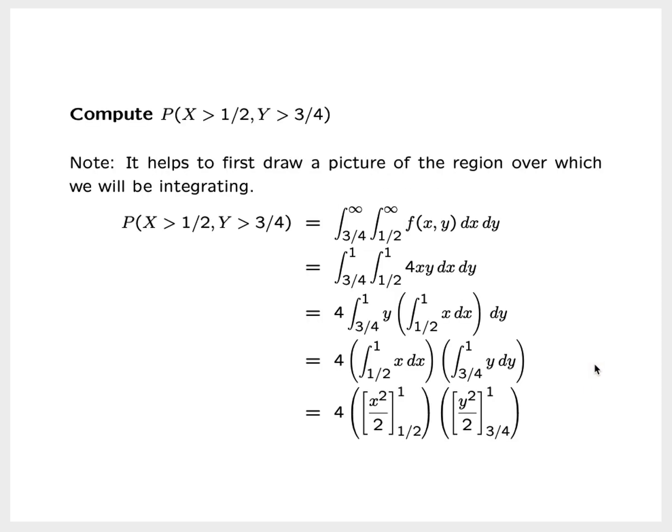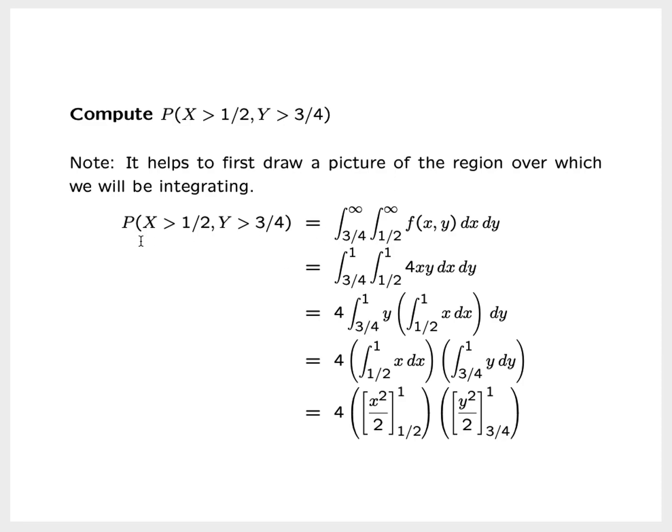Now we want to compute the probability that x is greater than 1/2 and that y is greater than 3/4. It helps to first draw a picture of the region over which we're going to be integrating. We're going to be integrating over a rectangular region in the upper part of the sample space of the bivariate random variable.